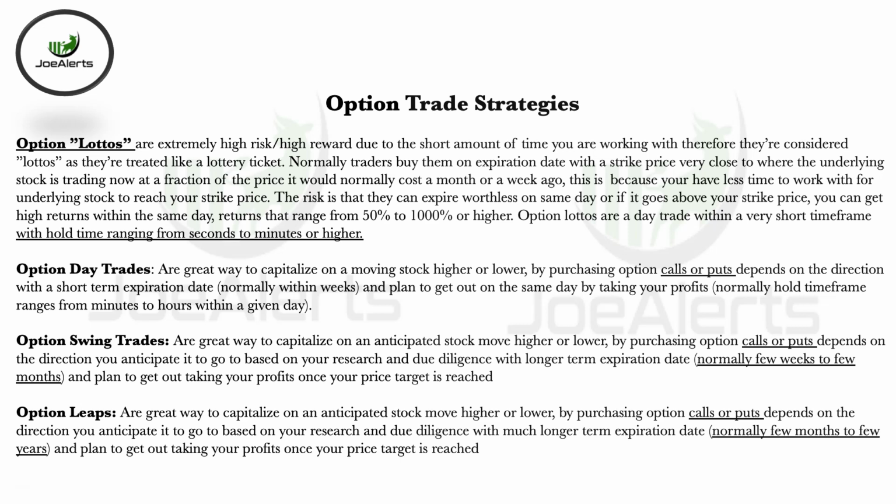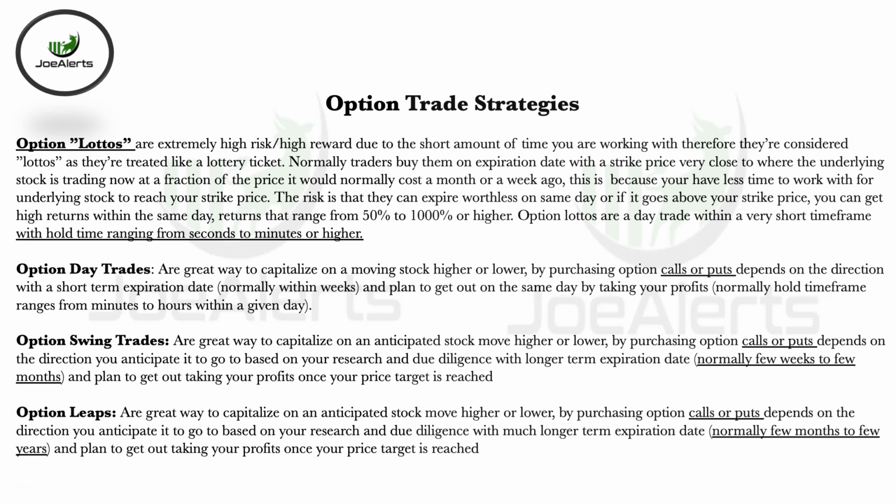So that's option lottos. Option day trades are a great way to capitalize on a stock that's moving higher or lower by purchasing option calls or puts. So we can't be biased. We have to pick whichever direction we think the stock is going to go, depending on the direction, with a short-term expiration date. So normally that range is within a week or 3 weeks or so, and plan to get out on the same day by taking your profits. Thus, it's called an option day trade. So just make sure you lock in your profits. Normally, hold time frames range from minutes to hours within a given day for day trades.